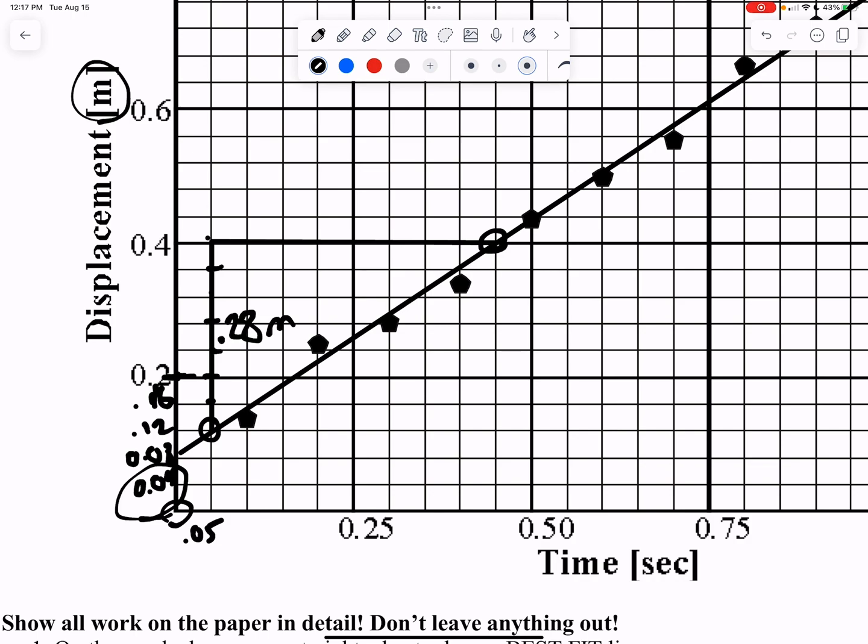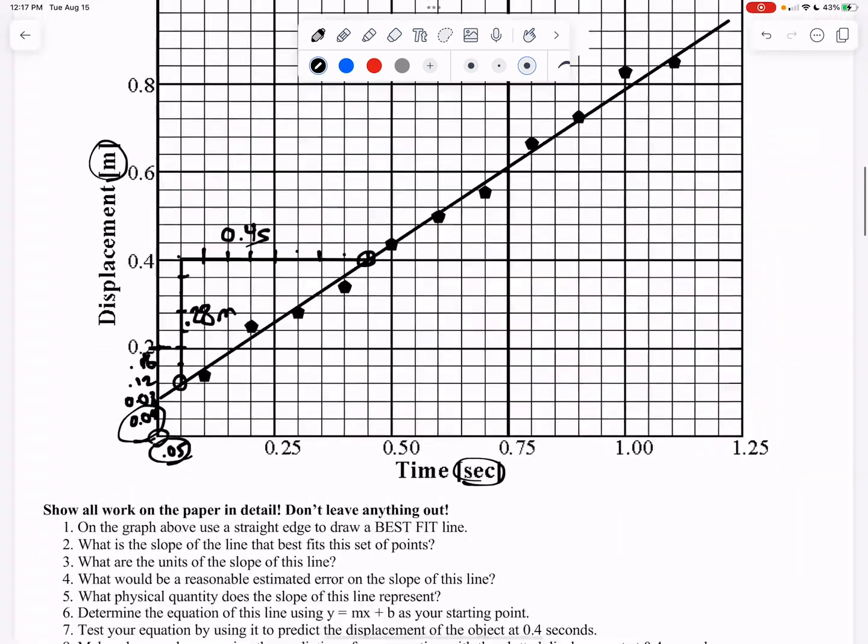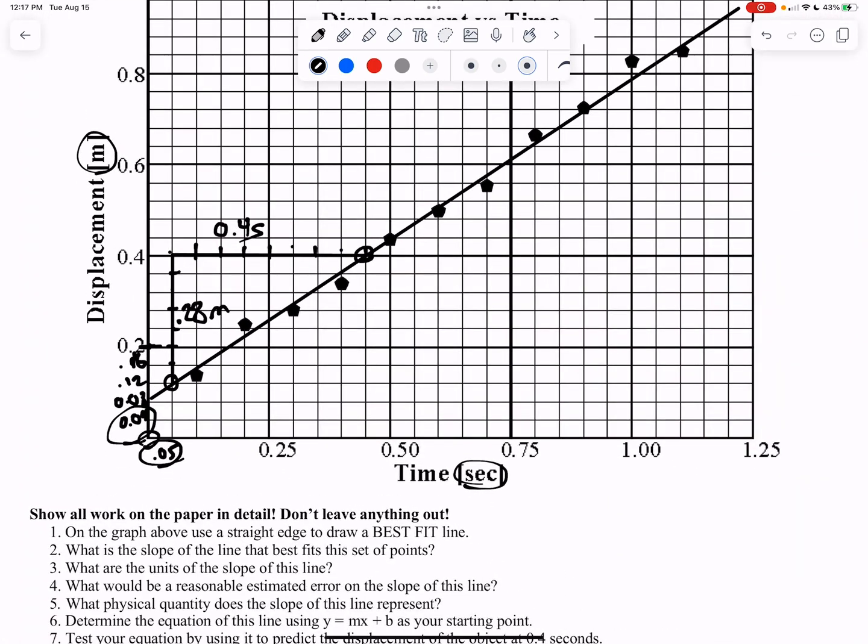Same thing on the x-axis, or the run. So we're 1, 2, 3, 4, 5, 6, 7, 8 boxes times each box being 0.05. So 8 times 0.05 is 0.4. 0.4 seconds, because the run is time and time is in seconds. Okay, those are the rise and run of our slope.